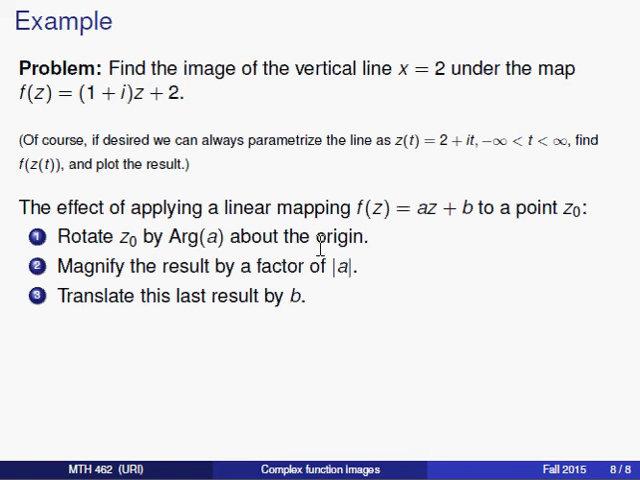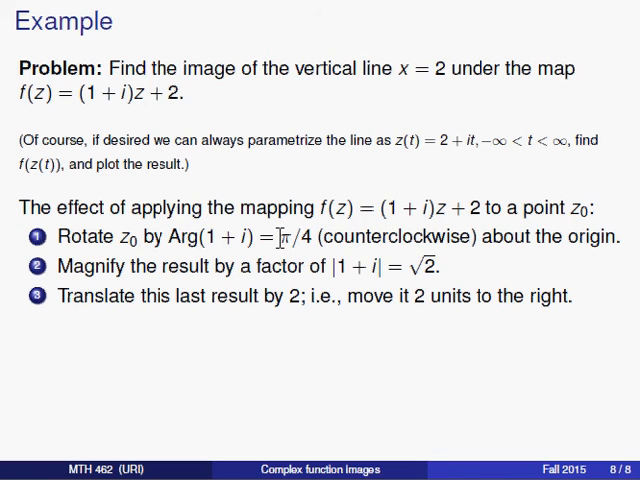Now, here are the geometric steps for applying a linear mapping. If we apply them to our function here, we'll see that applying f to a point z0 has the effect of rotating z0 by pi-fourths about the origin. Keep in mind that just like always, our arguments are measured in a counterclockwise fashion. We're going to take our point and then scale its modulus by a factor of root 2, because that is the modulus of our coefficient there. We're going to take the result and then add 2 to it, which has the effect of translating it by 2. Since 2 is a real number, we're going to be moving our point 2 units to the right.